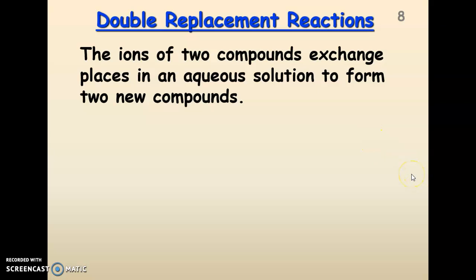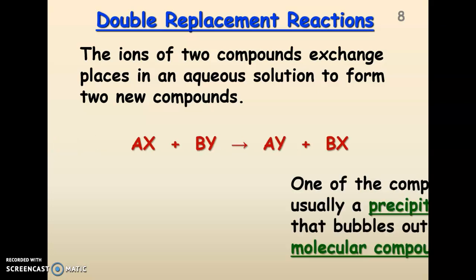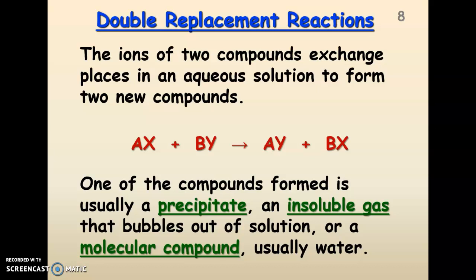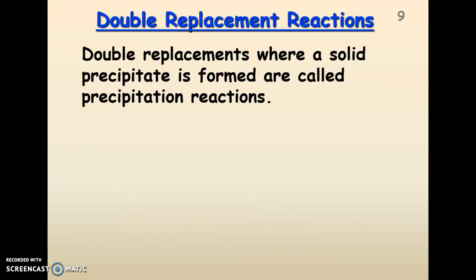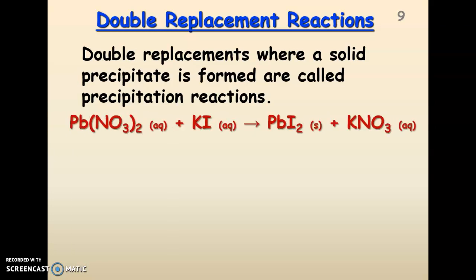All right, so double replacements usually happen in an aqueous or water-based solution, and you form new compounds as a result. One of those new compounds will usually be a precipitate, an insoluble gas that's going to bubble out of the solution, or a molecular compound such as water. The precipitate, remember, is an insoluble solid, so it'll form and settle to the bottom of the container that the reaction is taking place in. Double replacements where you form a solid are called precipitation reactions.